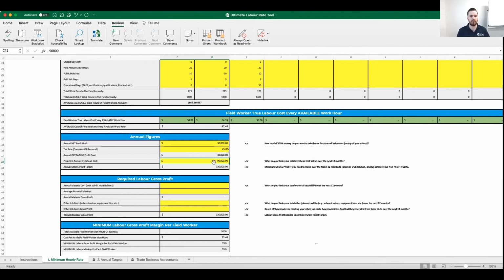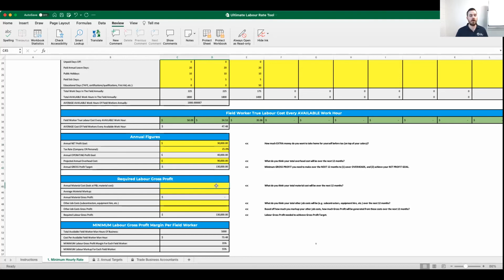So in this case, again, we've assumed 90,000. Now, what this produces is an annual gross profit target of $130,000. Where does this figure come from? Gross profit is the combination of your projected overhead costs and your operating profit. So this is how much gross profit you need to make in order to cover your overhead costs and then achieve this operating profit goal, which then after the tax rate achieves your net profit goal, which is our focus. So again, here we've got a $130,000 annual gross profit target.